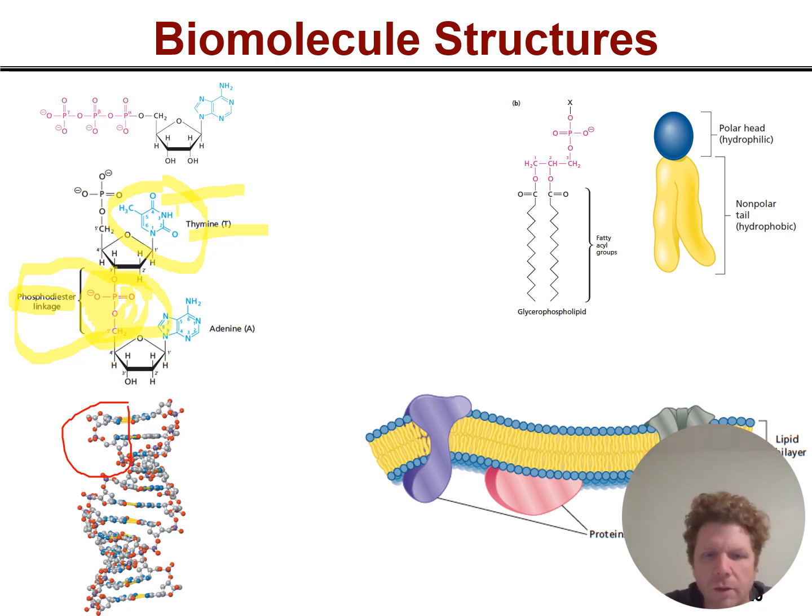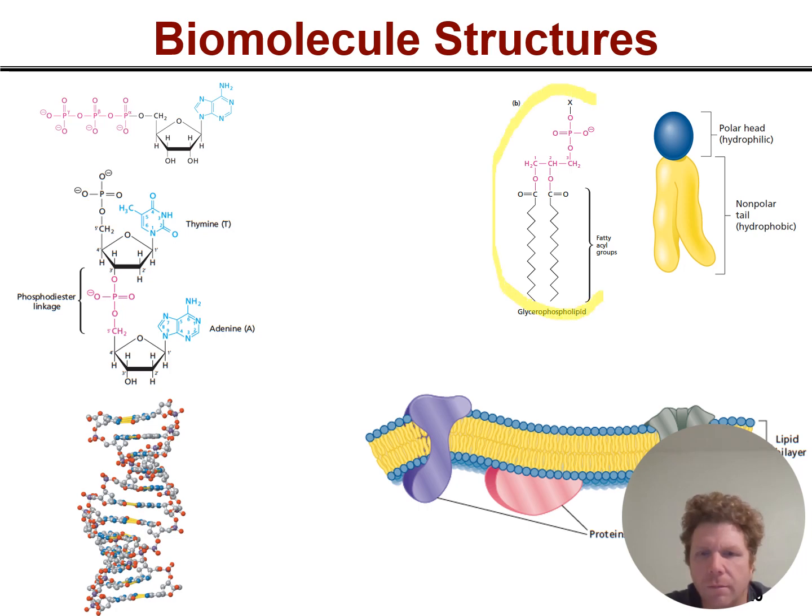Then, if we look at the right-hand side of this slide, there's a couple of things that stand out. One is that we have a molecule right here, and then we have the cartoon version of it. This molecule is a glycerophospholipid. This glycerophospholipid has a phosphate group, has a glycerol backbone, then has some fatty acid chains.